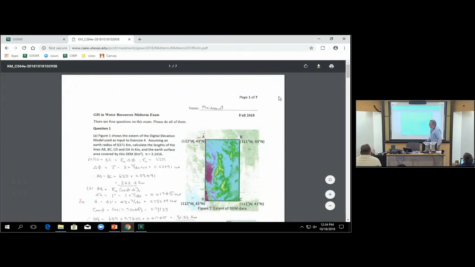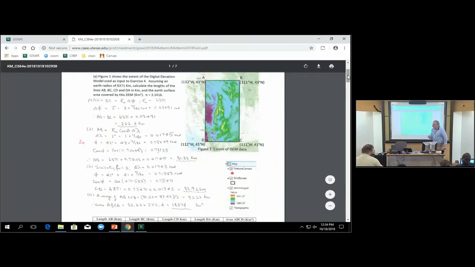Okay, so this is the first question. This is set up around the data that you used for exercise 4, and you're asked essentially to compute the dimensions of this box around the digital elevation model data in terms of lengths and also of areas. So this is my solution.